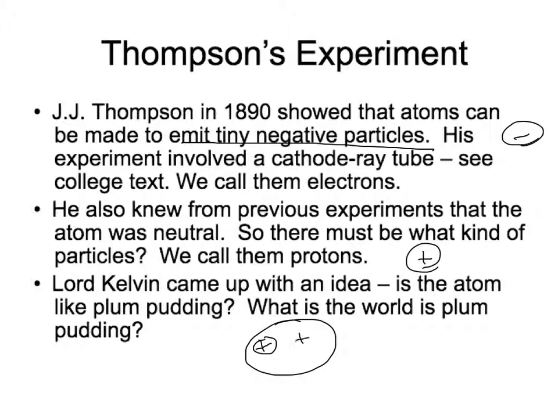You have a whole bunch of little raisins scattered throughout, and a whole bunch of little electrons scattered throughout. This isn't exactly what he postulates, but it's the idea that we have a scattering of positives and negatives, and they balance each other out. In this case we have 4 negatives and 4 positives, so there you have a neutral atom, and they're just scattered all over the place in the atom. So that was an idea.